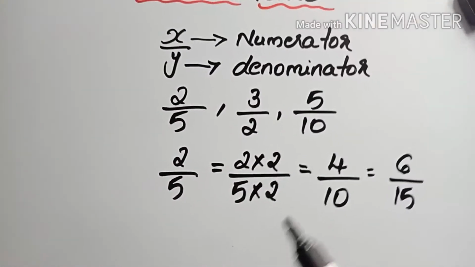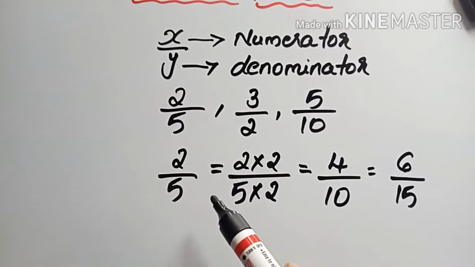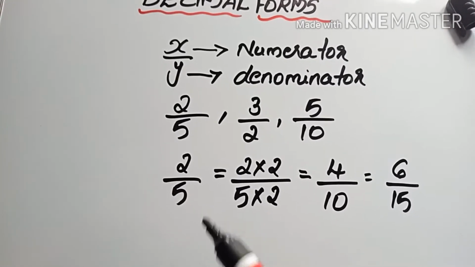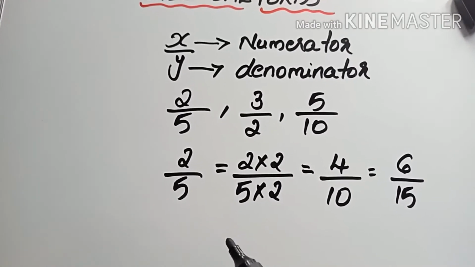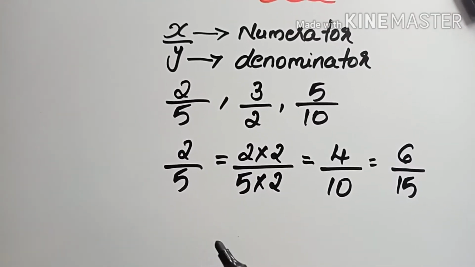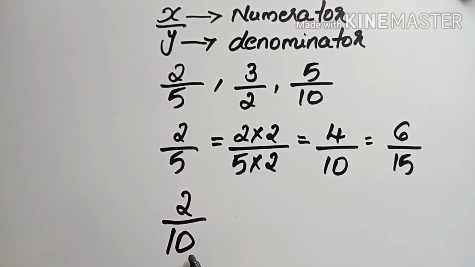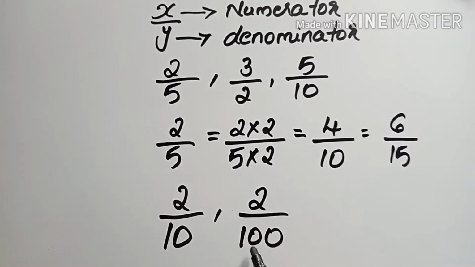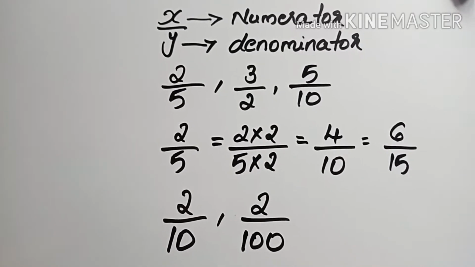In the previous classes you have learned to write the decimal form of fractions, but till now the condition is that the denominator must be a multiple of 10. Only that type of fraction we have learned till now, that is, fractions with the denominator as powers of 10. For example, 2 by 10, here the denominator is 10. Then next you can consider 2 by 100. 100 is a multiple of 10. The decimal form of this type of fractions you have learned in the previous classes.